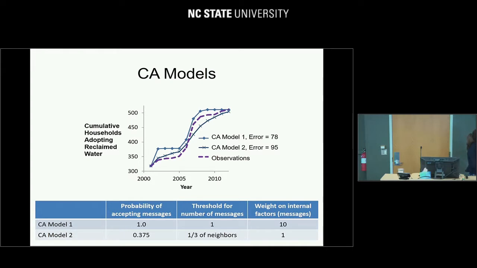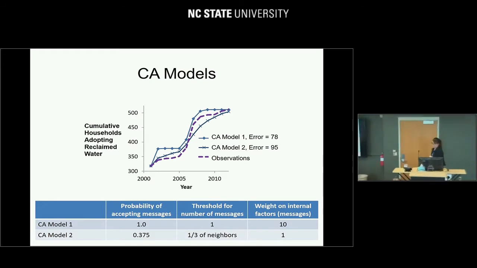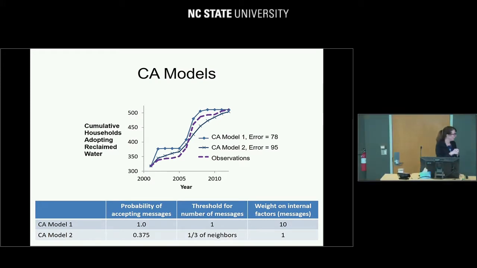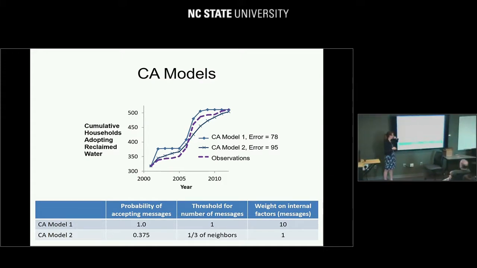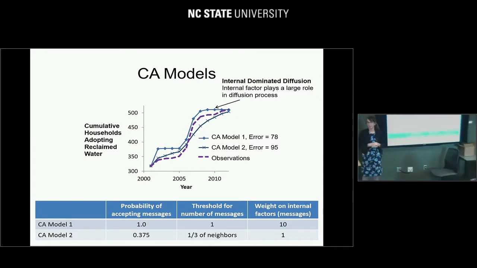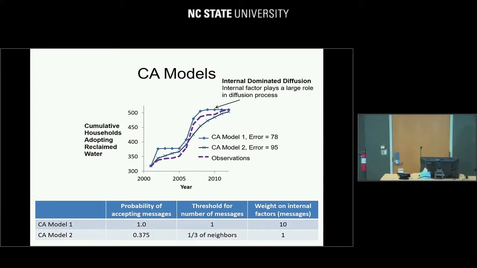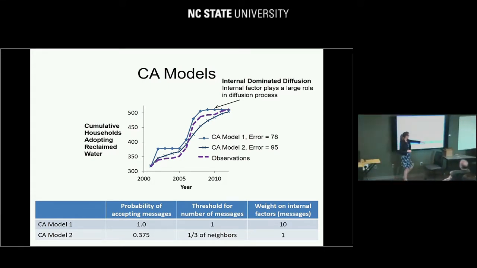So we applied the CA model to simulate this data, and I'm just showing two of the models here. We calibrated the model, so we had a number of models with different parameter settings. But here on the top is the CA model 1. This one has the lowest error of all the models. And this one was governed by that internal factor. The internal mechanism was really driving the adoption for the CA model 1. And you can see here the weight on internal factors, the messages, is higher than the second model.